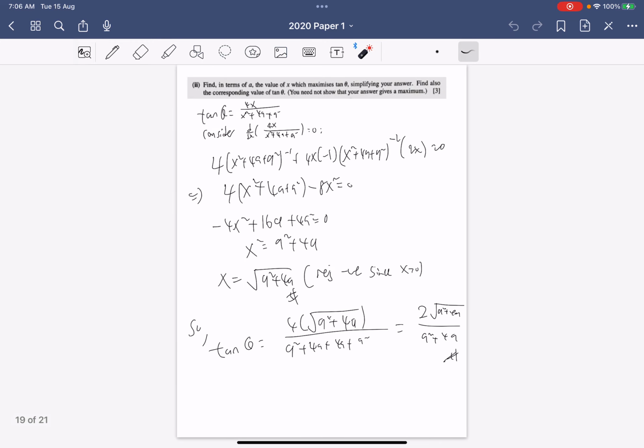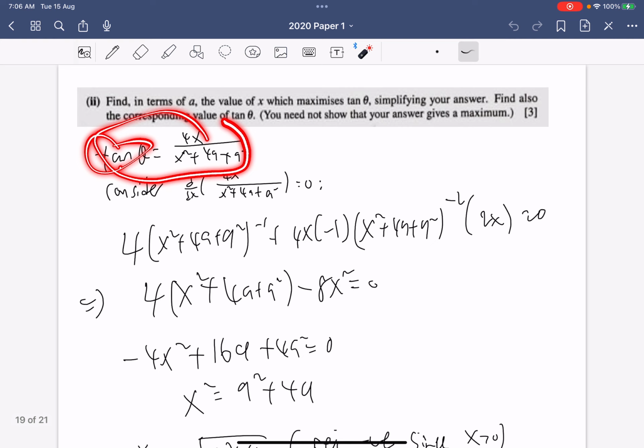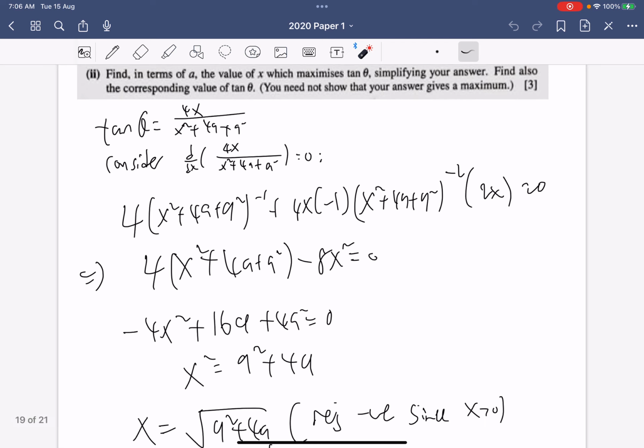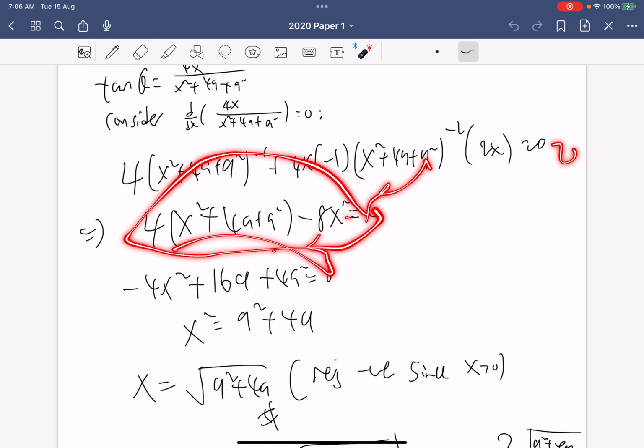And moving on, now we want to maximize tangent theta. So we know tangent theta is this. We just let tangent theta be like a y. So just imagine maximizing y. And how to do that? We need to differentiate and equate the derivative to 0. So we differentiate the whole term. You get this complicated looking thing, but you get to simplify it nicely to get this. And when we let the derivative equal to 0, this will be our end result.